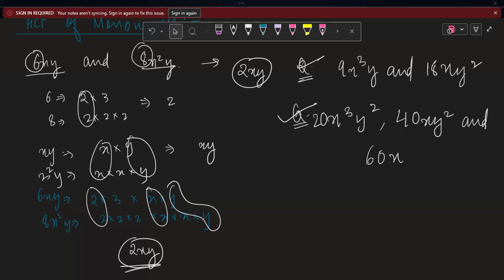Ma'am, I have a doubt. Yes, Armin, what doubt you have? Yeah, ma'am, 18xy square is divisible by both 2 into 9 as well as 3 into 6. No, we cannot write like that, Armin.